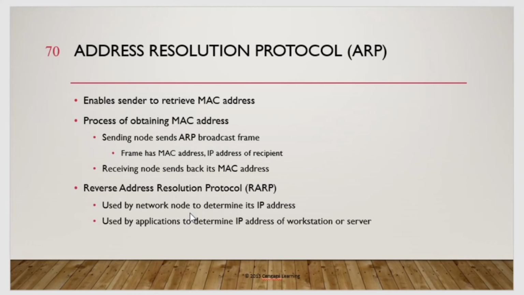Next is the Reverse Address Resolution Protocol. I'll just read this one. RARP, or Reverse Address Resolution Protocol, is used by a network node to determine its IP address. It is used by applications to determine the IP address of a workstation or server. So it is almost the same as ARP, but the difference is that its target is the IP address.